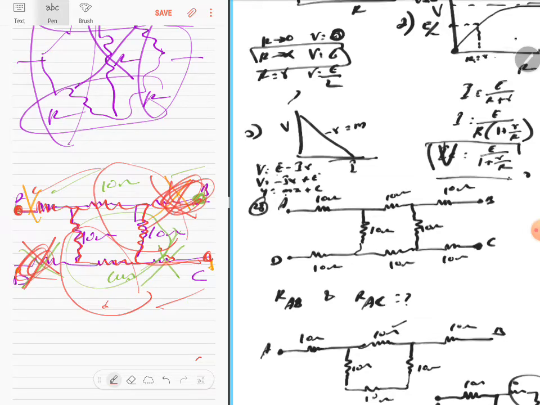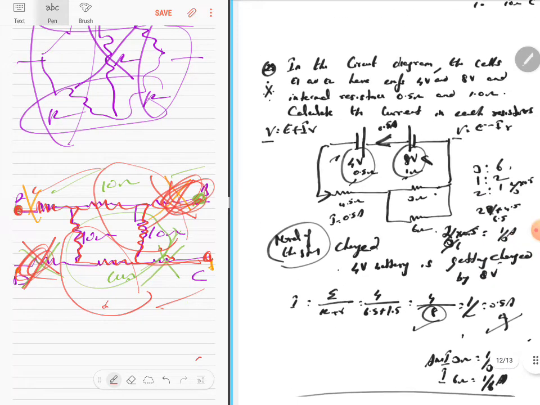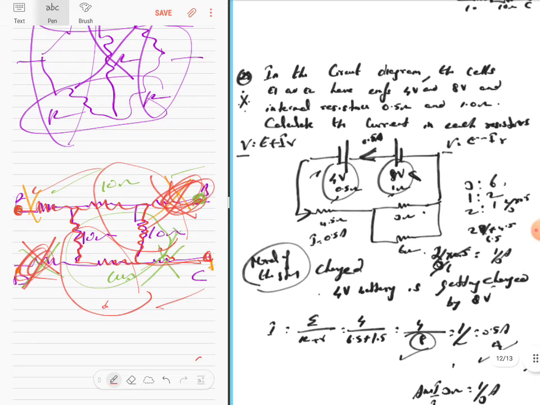And next is, look at this question. In the circuit, the cells. This sum is the world's most important sum, marked important.